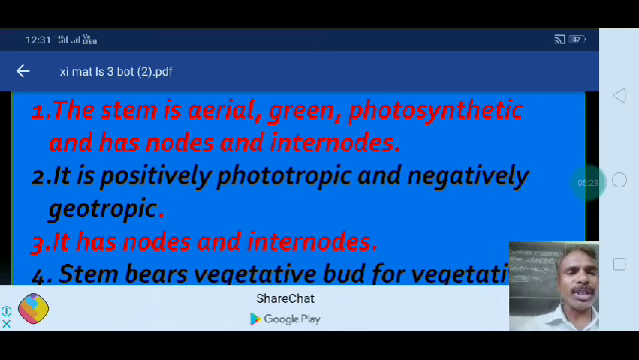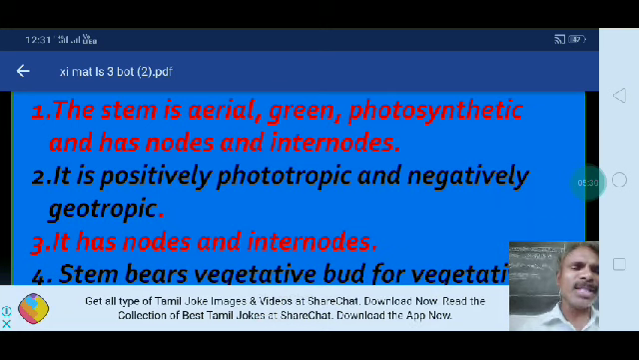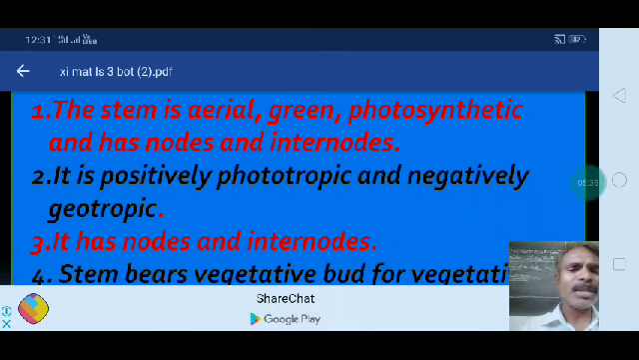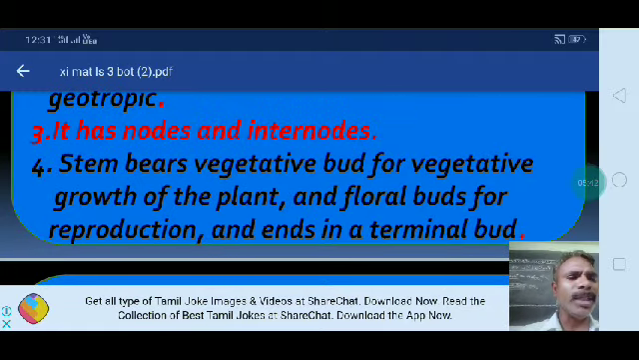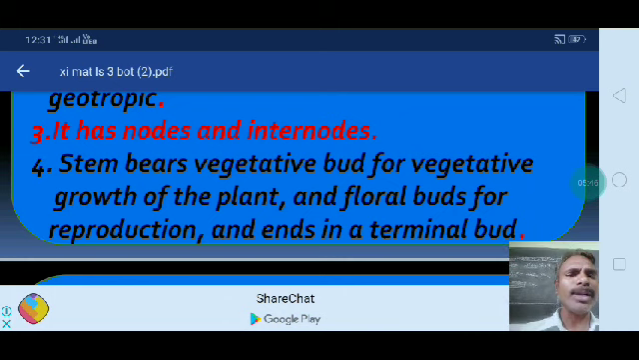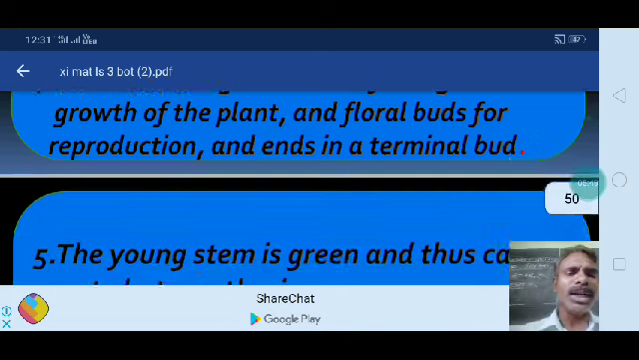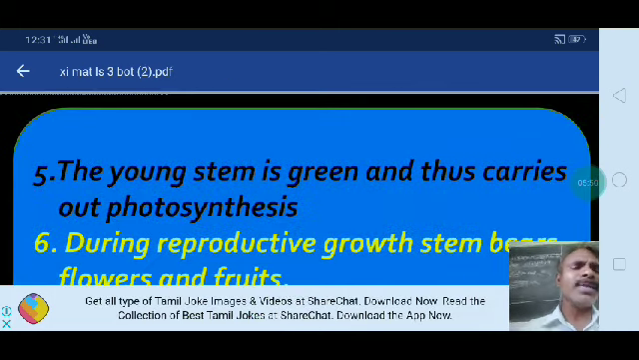Here in our stem region, positively phototropic, photo means light, it grows towards the light source, and negatively geotropic, apart from the soil, it will grow. It has nodes and internodes also. Stem bears vegetative bud for vegetative growth of the plant, and floral buds for reproduction, and ends in a terminal bud also. The young stem is green and thus carries out photosynthesis.